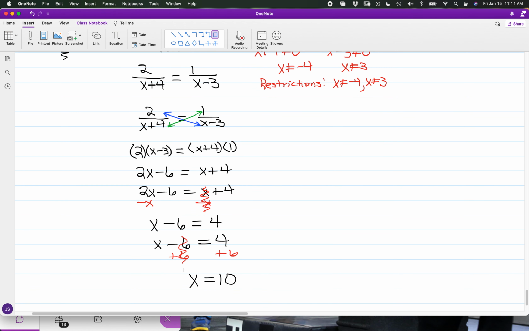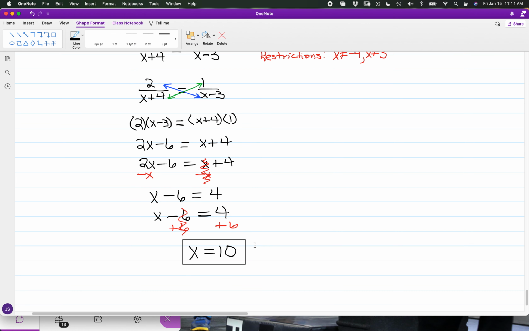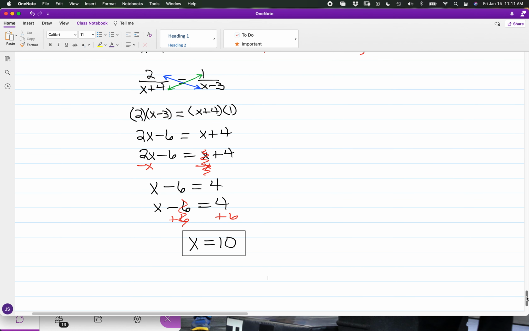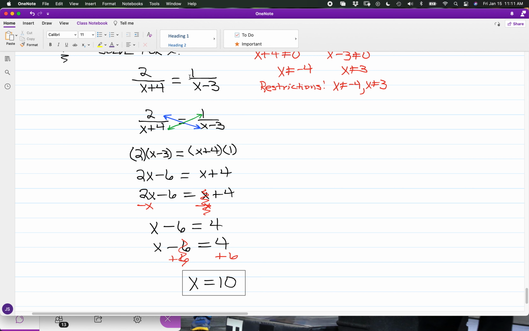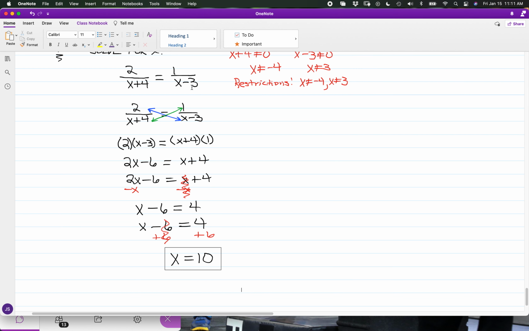You can also check the results and see how the fractions compare. 1 over 10 minus 3 is 1/7. And 2 over 10 plus 4 is 2/14, which is also reducible to 1/7.